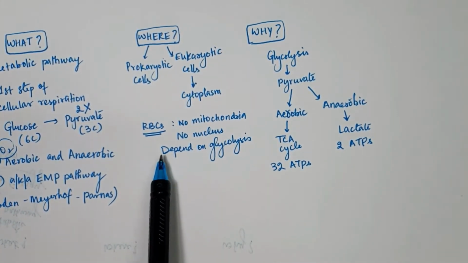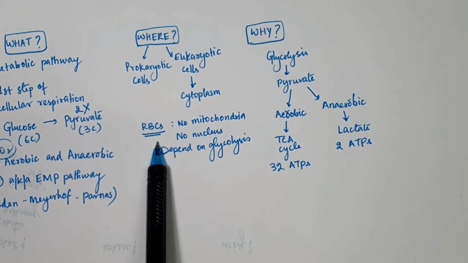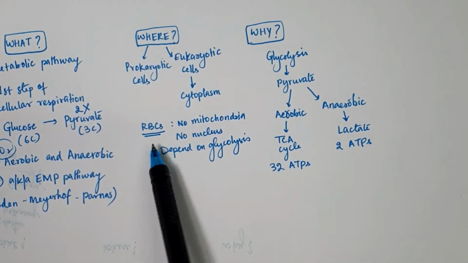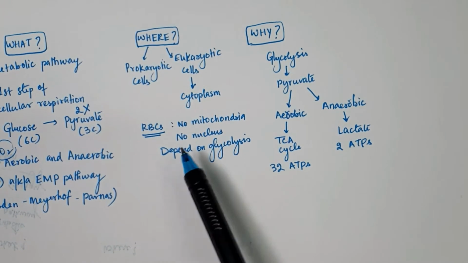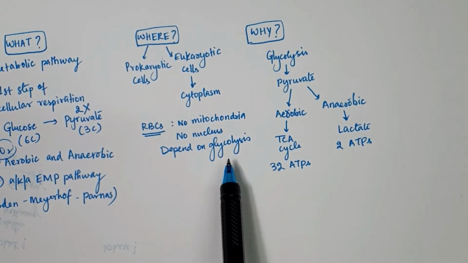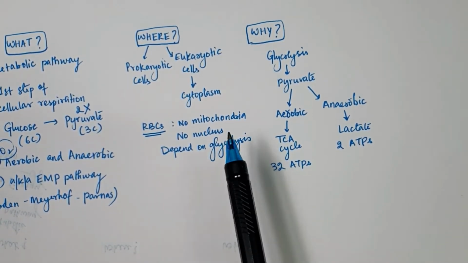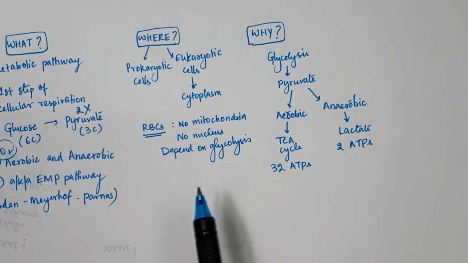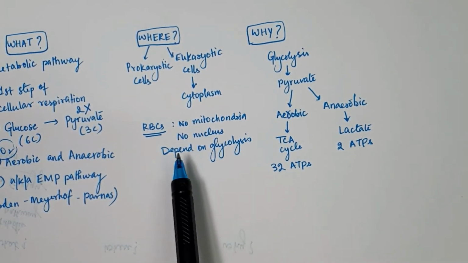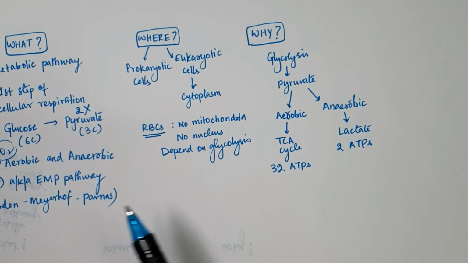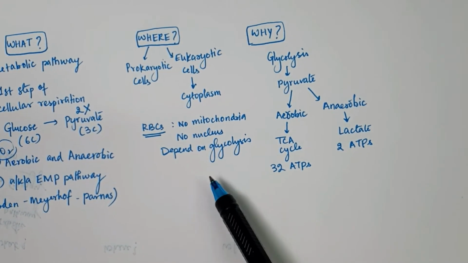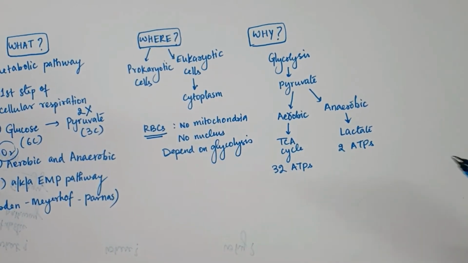Now, coming to what you've seen in the thumbnail, RBCs. How do RBCs get their energy? What is their source of energy? RBCs don't have mitochondria, they don't have a nucleus. So they have to solely depend on glycolysis for energy. I will explain this in detail in the next video when we talk about the steps involved in glycolysis.